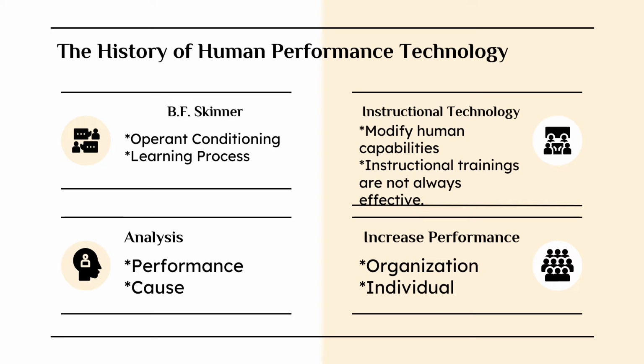In looking at this, we want to make sure that we look at an analysis. We want to look at the performance and determine a cause. We want to look at instructional technology. It played a role in helping the development of human performance technology. Instructional technology modifies human capabilities, and we've learned that instructional trainings were not always effective. And of course, a goal is to look at increasing performance, whether it's by the organization or an individual.